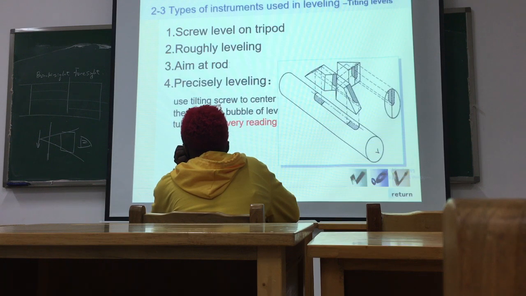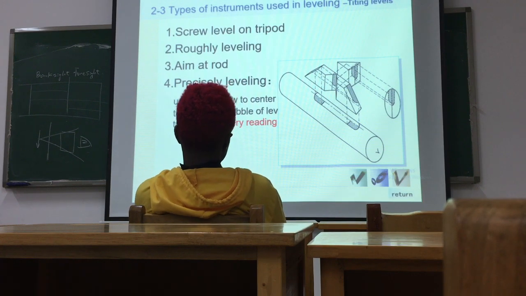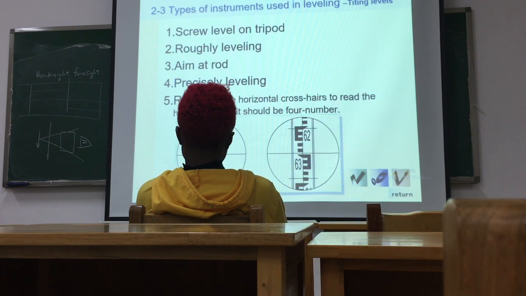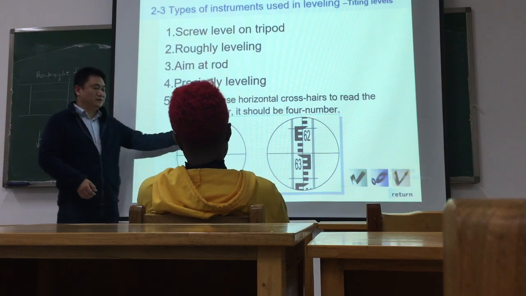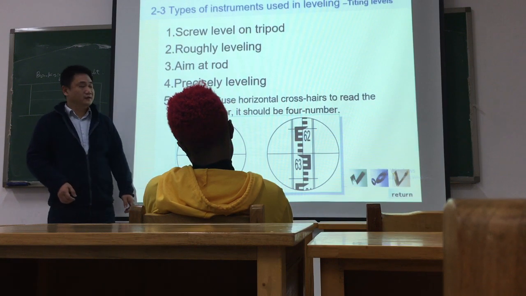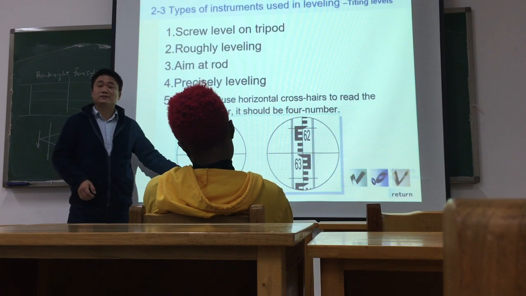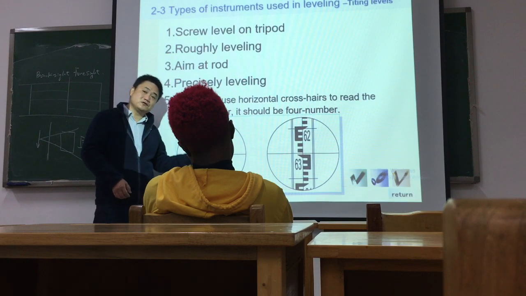And then precise leveling. Of course, this step is not necessary for an automatic level. It's just needed for a tilting level. Okay? Yesterday, we didn't do this step. We just directly got the reading. So when you get the reading, always go from small number to big number. Sometimes from up to down, and sometimes from down to up.